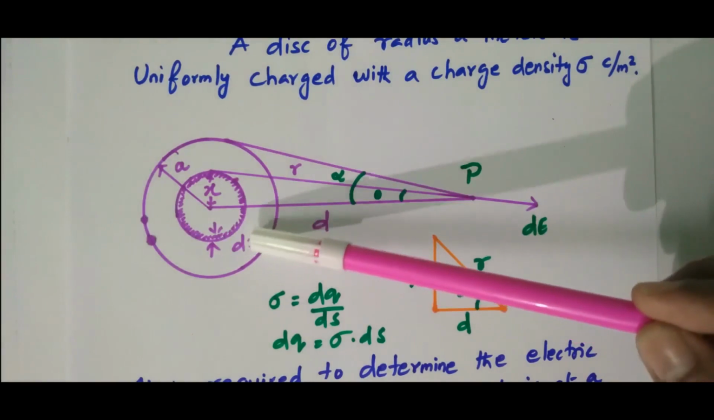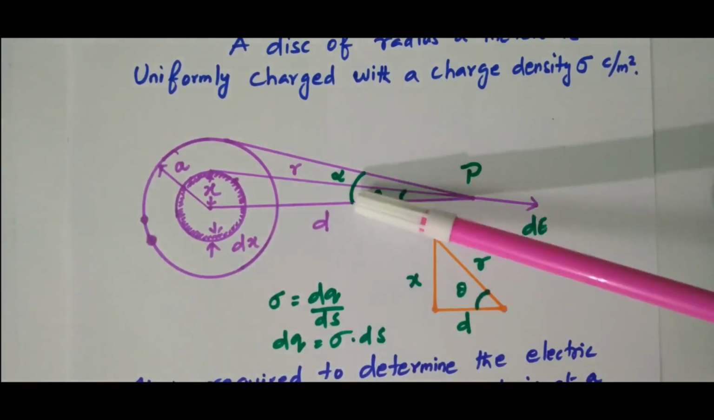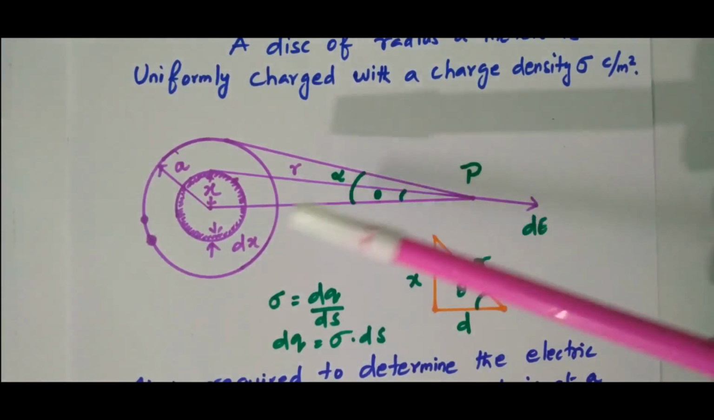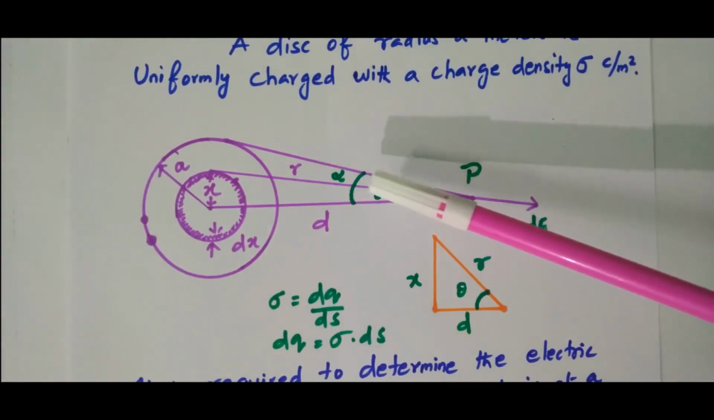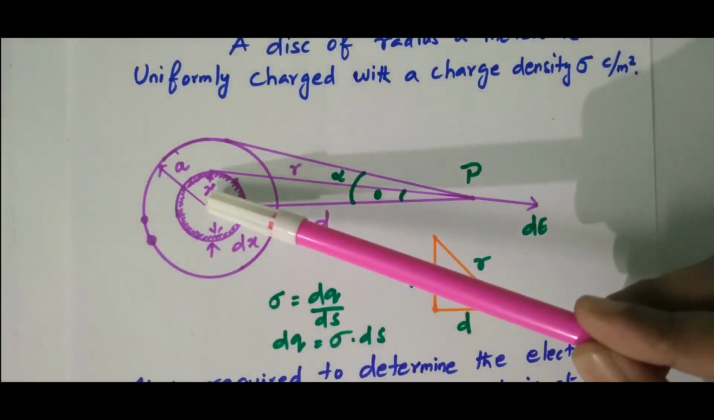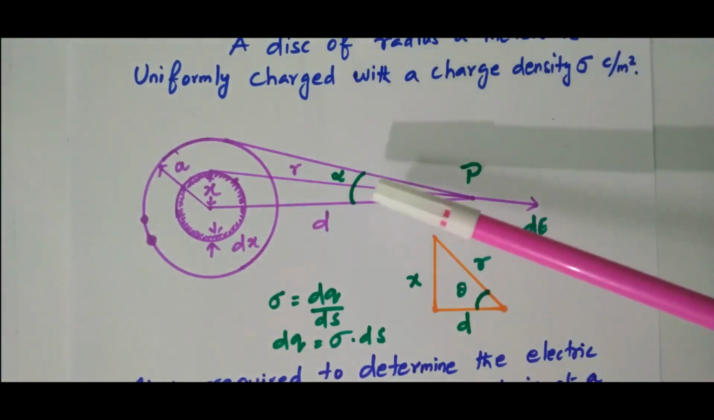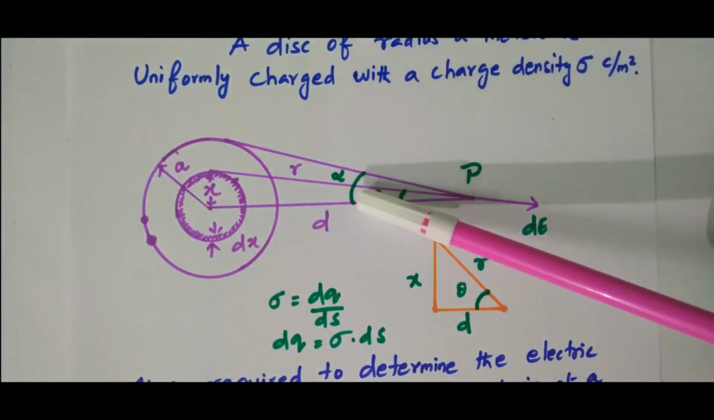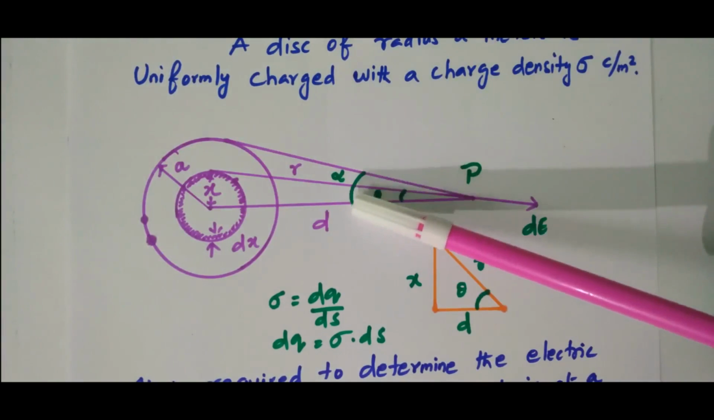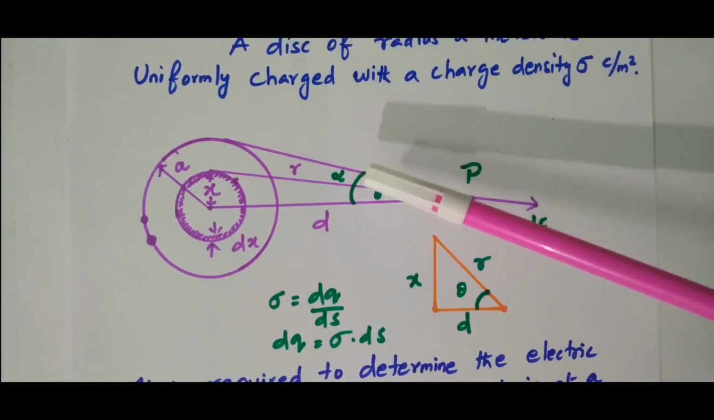So this is a small segment dx. The angle will be alpha. So when the radius increases, the angle alpha will increase. The radius increases from 0 to a. So in terms of angle, it increases from 0 to alpha. During the limit we need this value alpha, right?